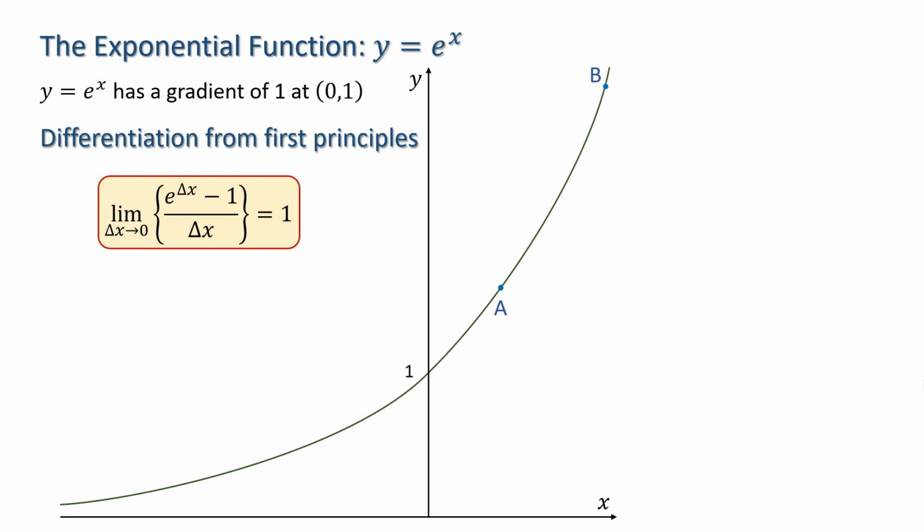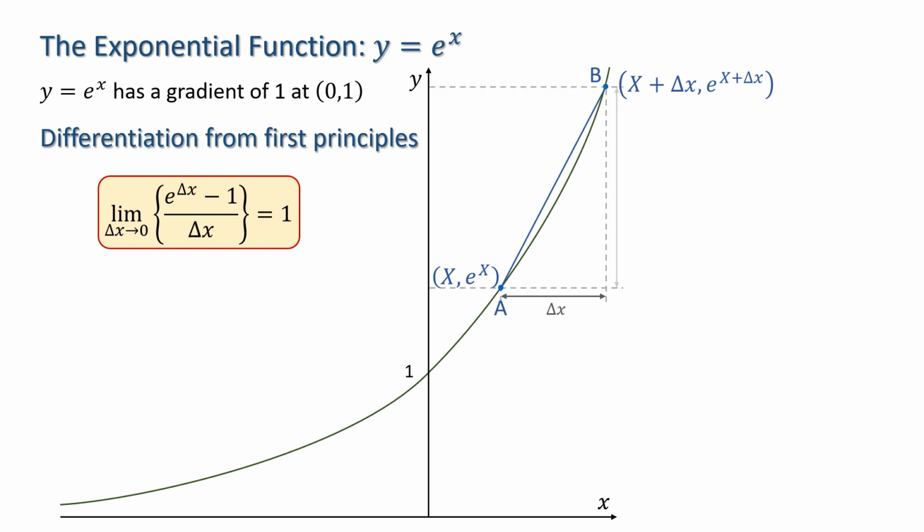Now let's consider two points on the curve, A and B, away from the intercept. Let's suppose that A is the point x, e to the x, and that B is again a distance delta x away from A in the x direction. As before, we're going to find the gradient of AB. Well, the point B must have coordinates x plus delta x, e to the x plus delta x, since its x-coordinate is x plus delta x and it lies on the curve y equals e to the x.